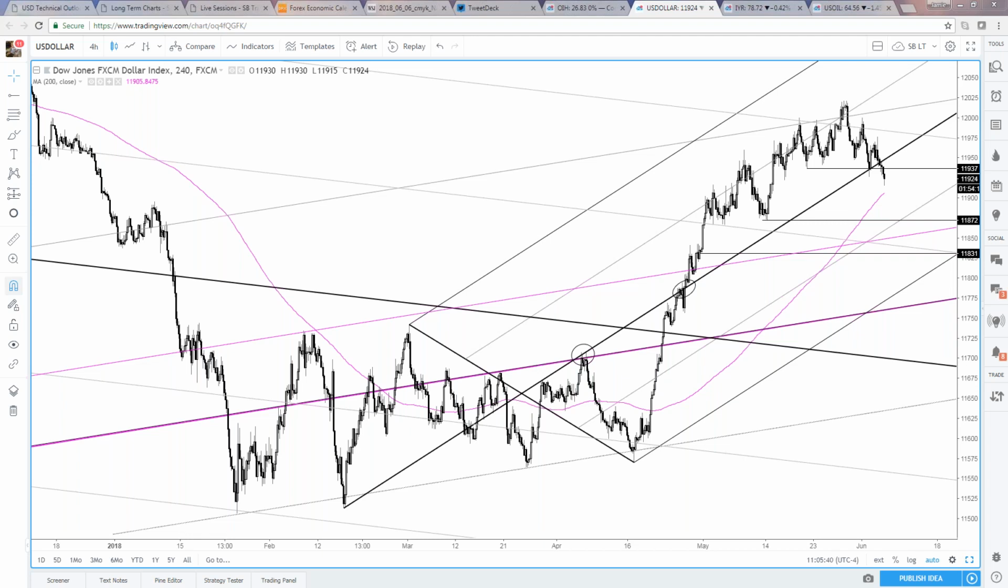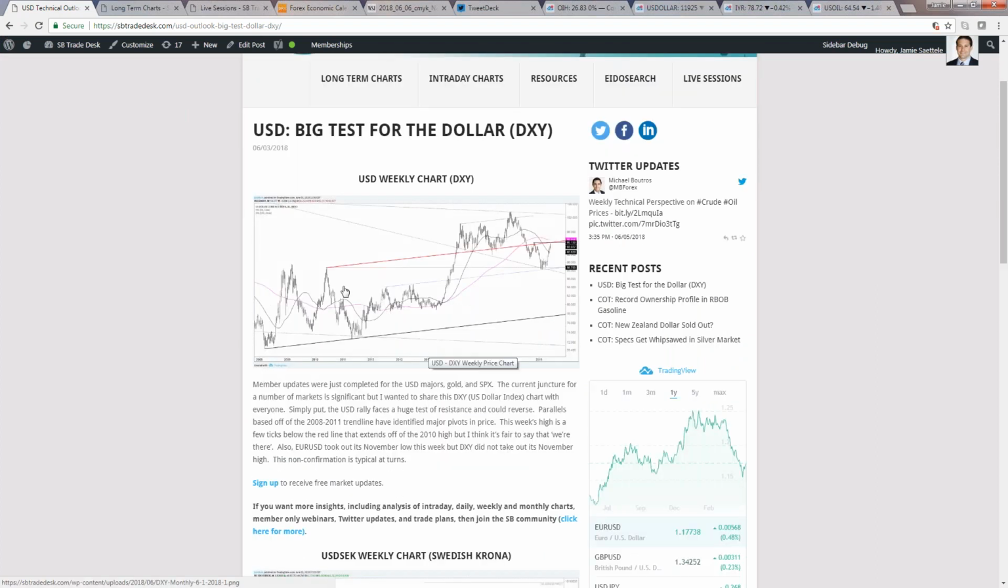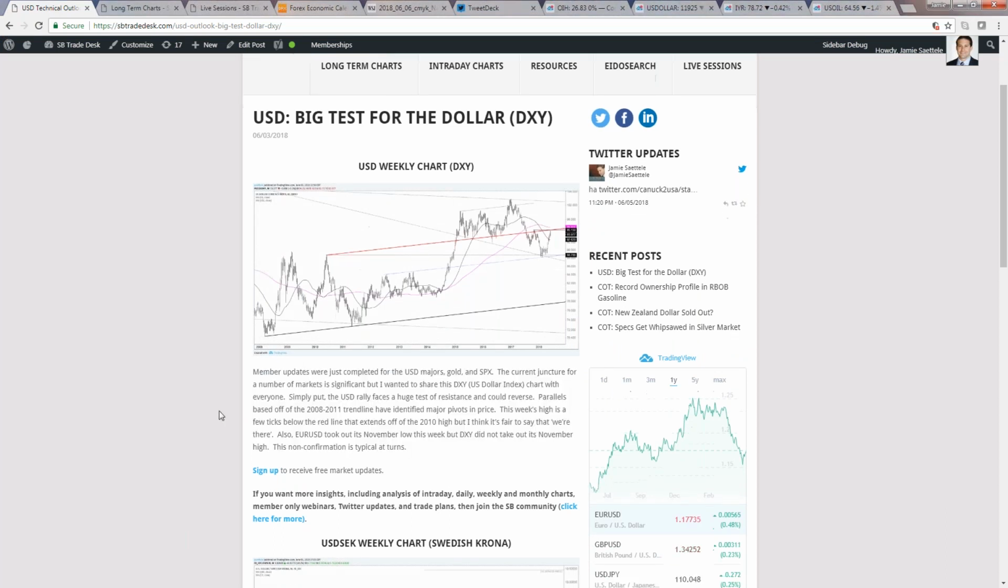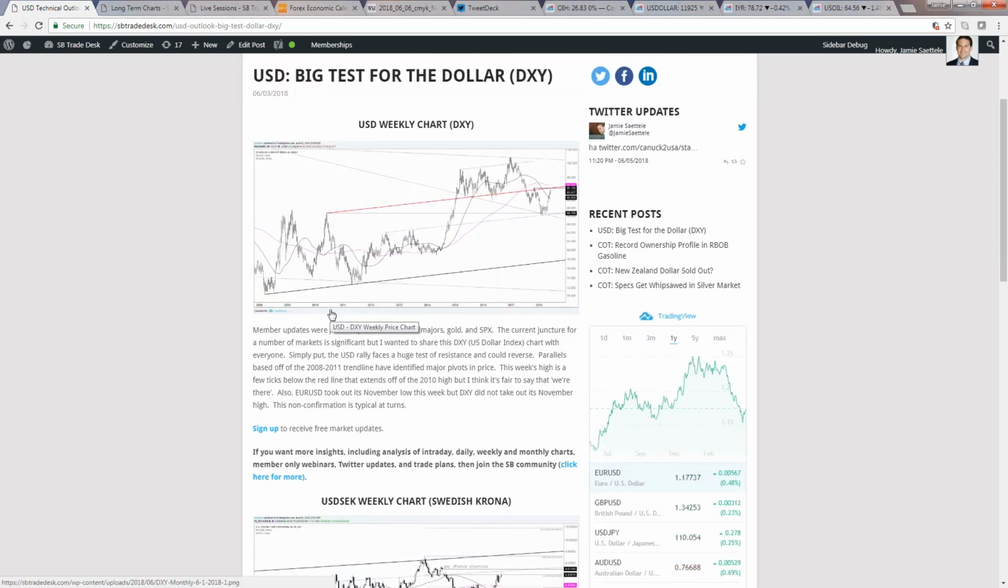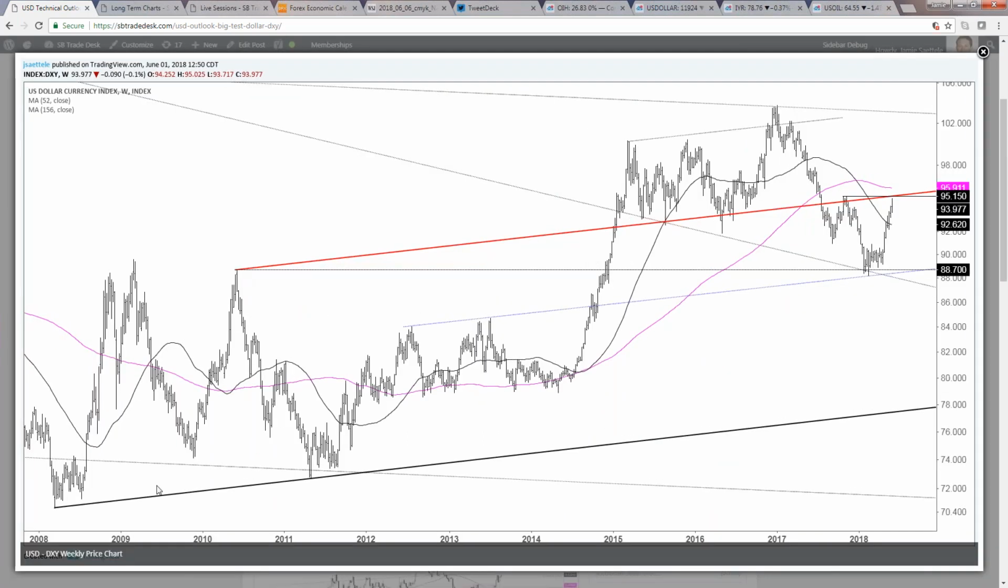Now, let's look at some of the stuff I wrote over the weekend. This was the longer term chart piece I wrote over the weekend. This is a free piece. Every once in a while, I do have to write a marketing piece. Otherwise, no one would know we're here. And this is DXY we're looking at now.